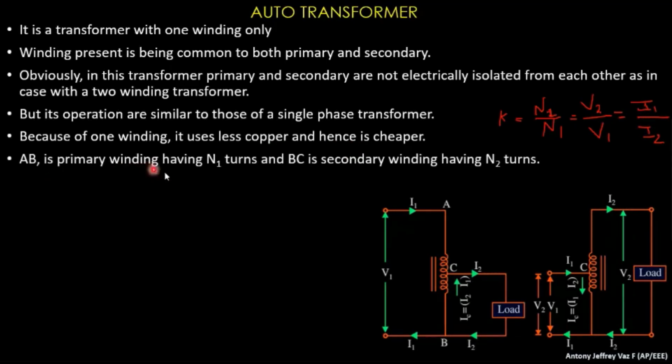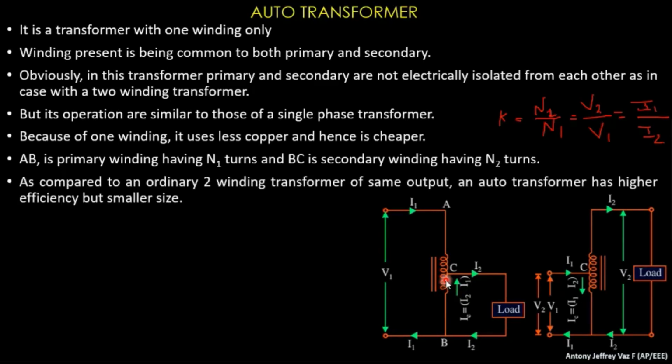AB is the primary winding having N1 turns and BC is the secondary winding having N2 turns. If you consider the whole transformer, that is AB, this will be the primary winding N1, and the turns BC represent the secondary winding N2. As compared to an ordinary two winding transformer for the same output, an autotransformer has higher efficiency but smaller size. Here you can see the transformer formula is the same.